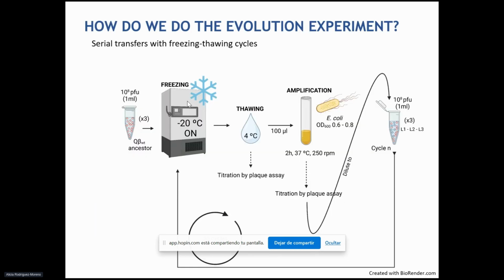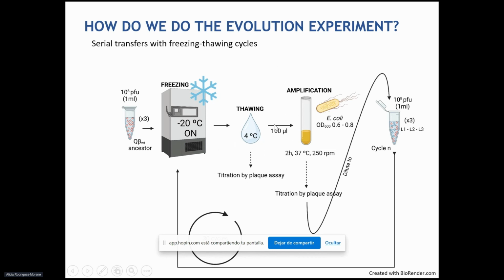So once we have the model, how do we do the evolution experiment? In this case, we begin with a wild-type population of the virus at a known concentration, and we put it under the condition we want. In this case, the chosen condition is freezing at minus 20 Celsius degrees, only the virus. And after 16 to 18 hours, we thaw at 4 degrees in the fridge or in ice. We choose this temperature, minus 20 degrees, because the molecules of water form crystals and damage the material.